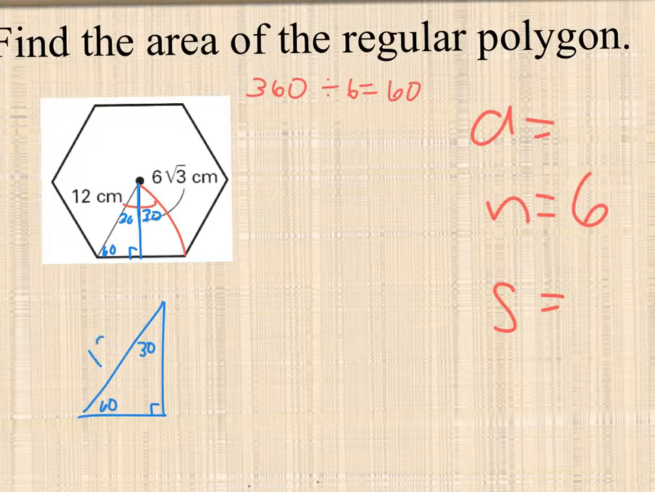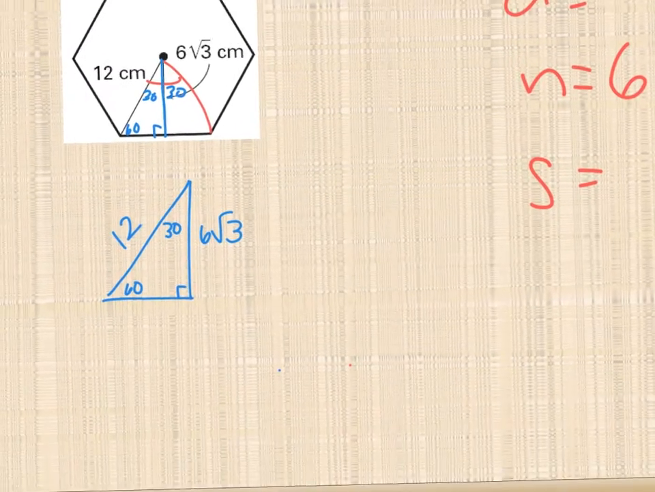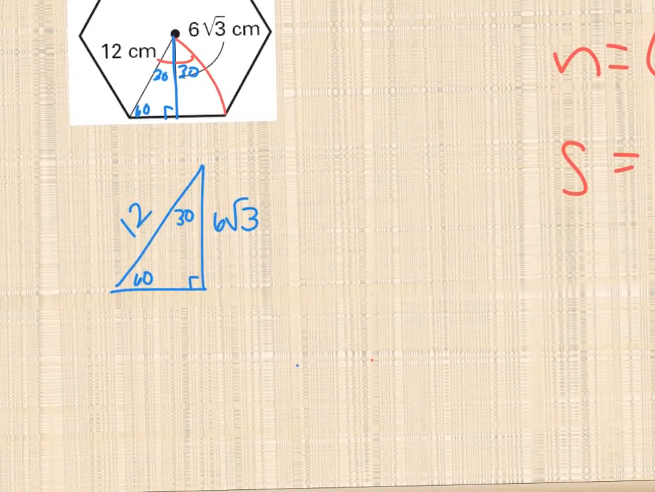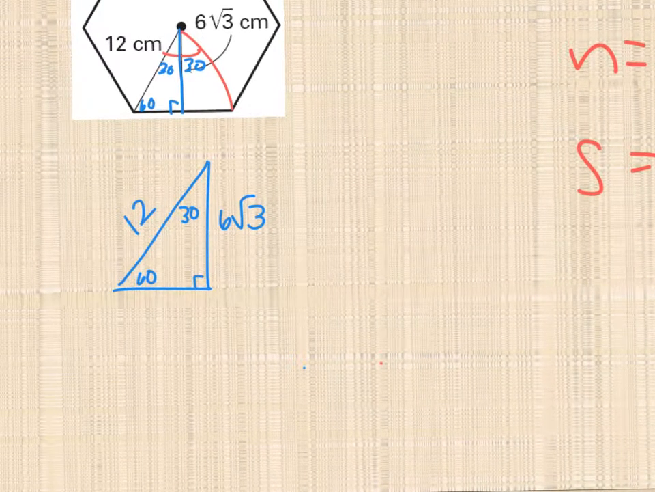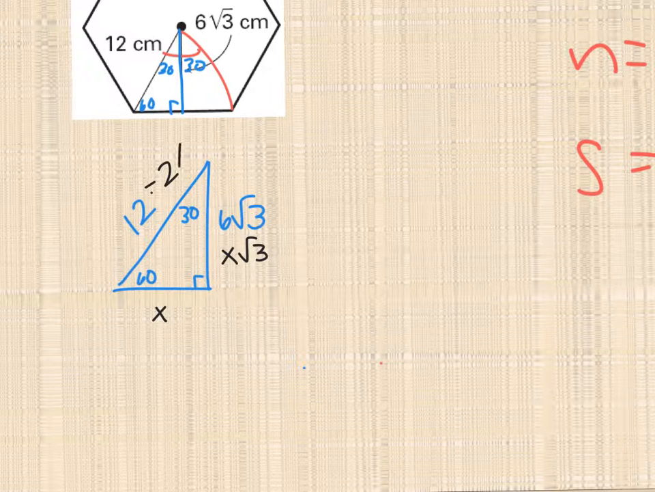So the radius, which is the hypotenuse of this 30, 60, 90 triangle, was given to you at 12 centimeters. The side opposite 60 is 6 root 3. In a 30, 60, 90 triangle, I'm going to do it in terms of x so we don't confuse the A for the apothem and the A for the area. This would be x opposite the 30, x root 3 opposite the 60, and 2x opposite the 90.